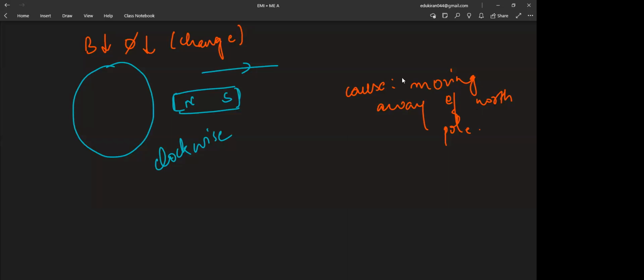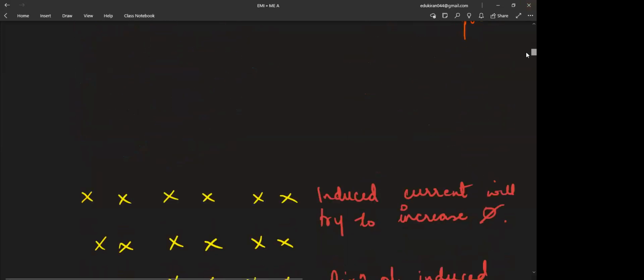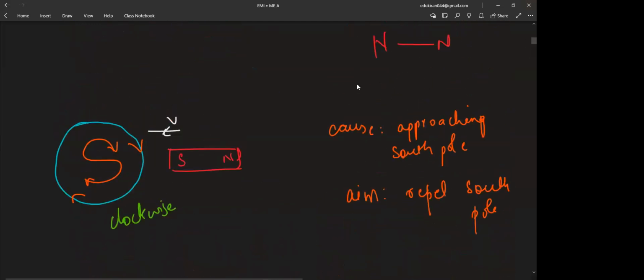See, now this is moving away. Now what is the aim? If it is moving away, now we will try to bring it back. Means now the aim is to attract the North Pole. So the answer is right. South polarity will be developed. The answer is clockwise because south will now attract. So this way this has been worked out. Write down these two cases too.